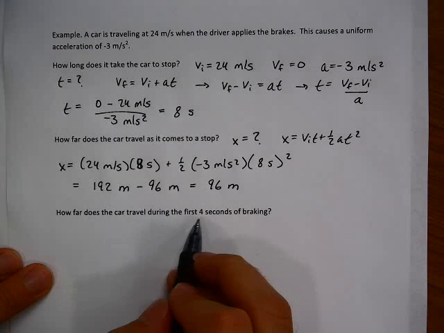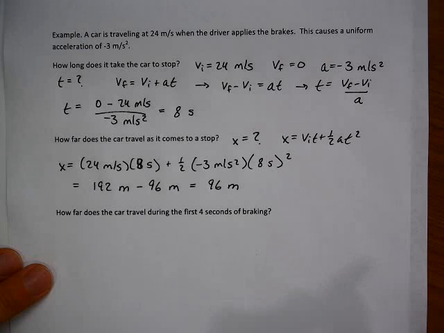How far does the car travel during the first 4 seconds of braking? You might be tempted to think that it's half of 96 meters, but that's not true. During the first 4 seconds, the overall speed of the car is relatively fast. For the last 4 seconds, the speed of the car is relatively slow. More distance is covered in the first 4 seconds than in the last 4 seconds, and we will see that.